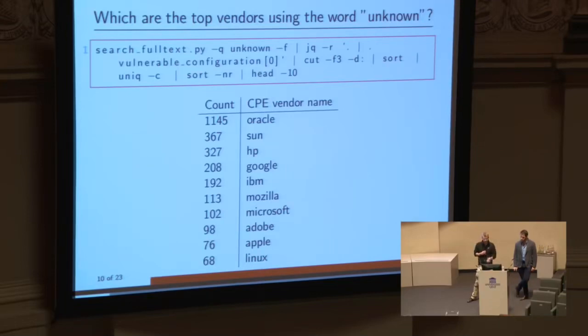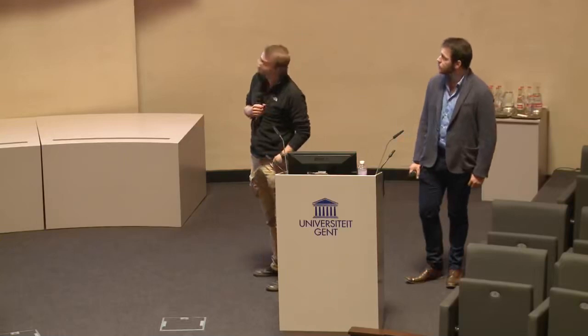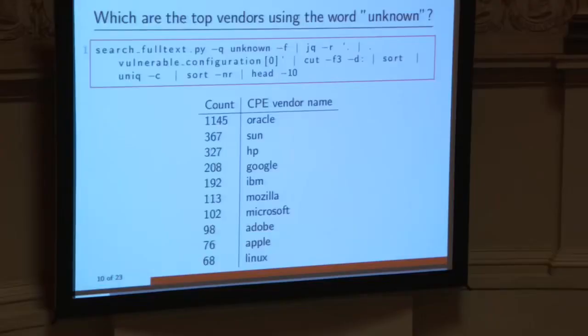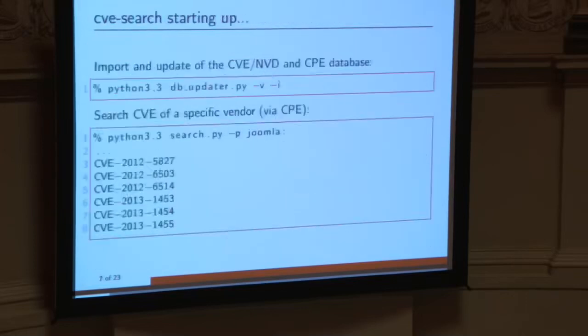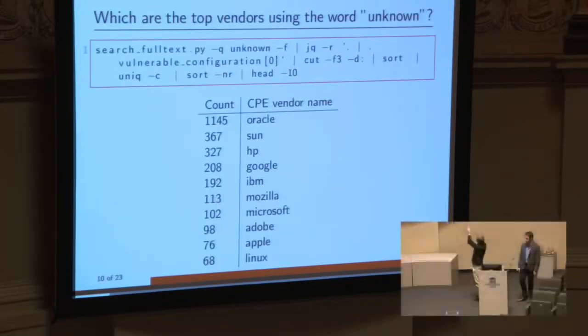In this case, what we are doing is we search for all the security advisories containing unknown, and then we parse it to just get the famous field, the vulnerable configuration. That's the one that you saw just before. And out of it, we cut the elements, we sort as unique, we count the number of times each appears, and then we take the top 10. And as you see, for example, there are vendors that you might know, Oracle, that have this tendency of setting unknown everywhere. So it's giving a lot of information about practices.